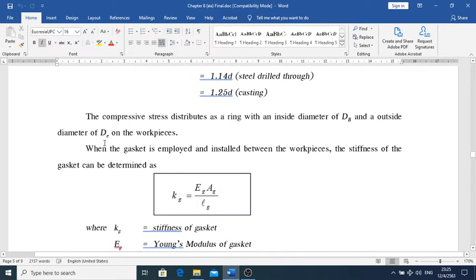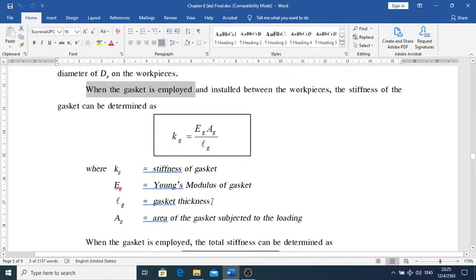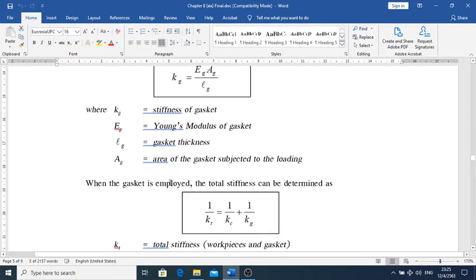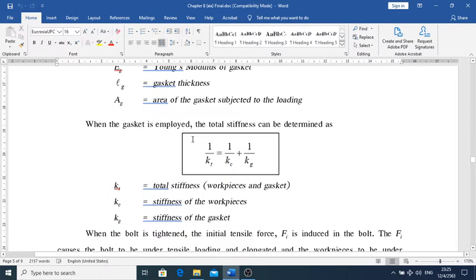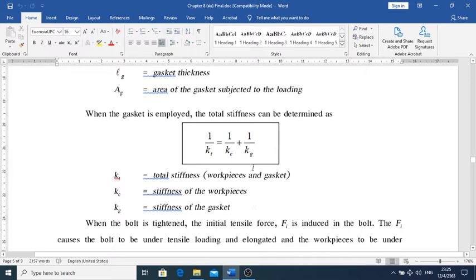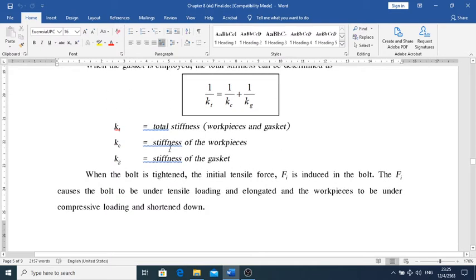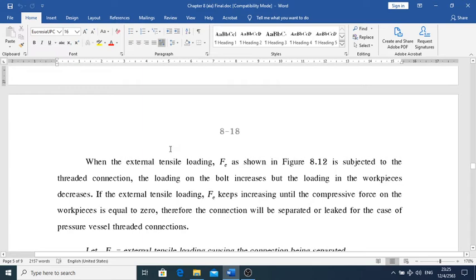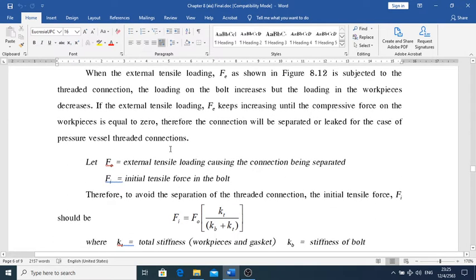And then when we apply a gasket on it, the gasket is going to be like a washer, things like that. We're going to have a K sub G, respectively, equal to E sub G times A sub G over L sub G. And then, therefore, the total stiffness is going to be 1 over K sub T equal to 1 over K sub C plus 1 over K sub G, okay? That is the total stiffness. This is going to be an important thing.